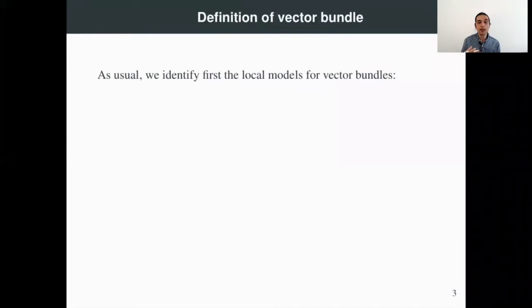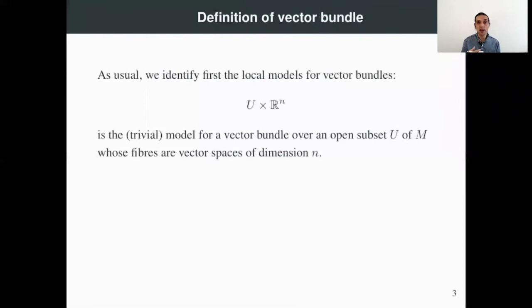In order to define vector bundles, first we are going to consider the local models for vector bundles. When we discuss the manifolds, the local model of a manifold is just an open subset of a Euclidean space R^n. In our case, a local model is going to be just of the form U times R^n, where U is an open subset of M, right? This is the trivial model of a vector bundle over U.